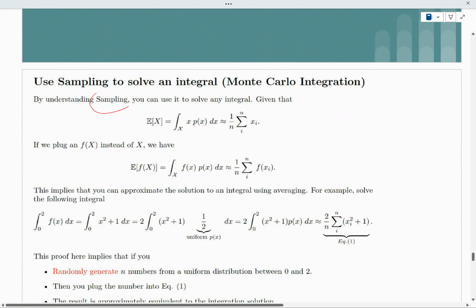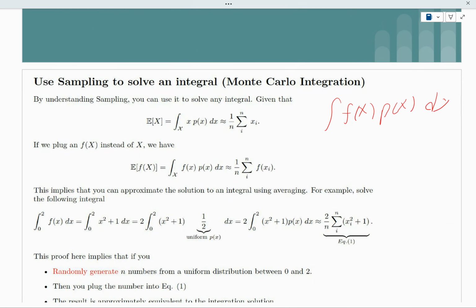By understanding sampling, you can use it to solve not just any function with a p of x. You actually don't even need the distribution. You can just solve the integral of any function, and I'll show you how this works.